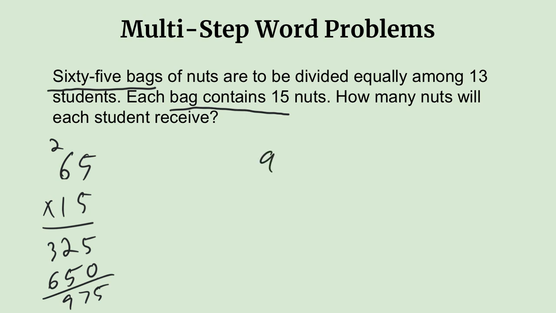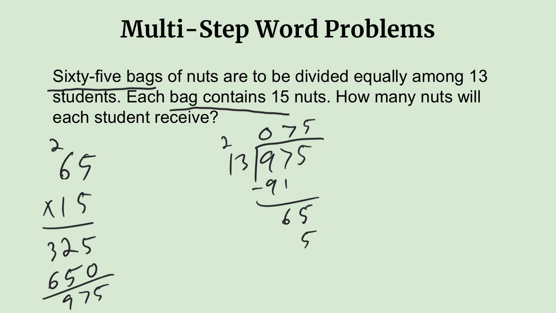So then we'll do 975 divided by 13. 13 does not go into 9. 13 goes into 97 7 times, I believe. So 7 times 3 is 21. Yeah, 91, subtract, and we get 65. And then 13 goes into 65 5 times, so that would be 15. 5, 6, subtract, we get 0. So 75 nuts.